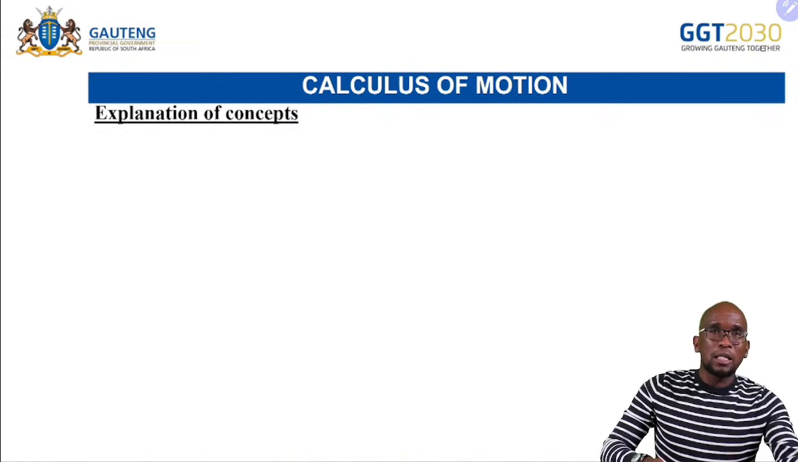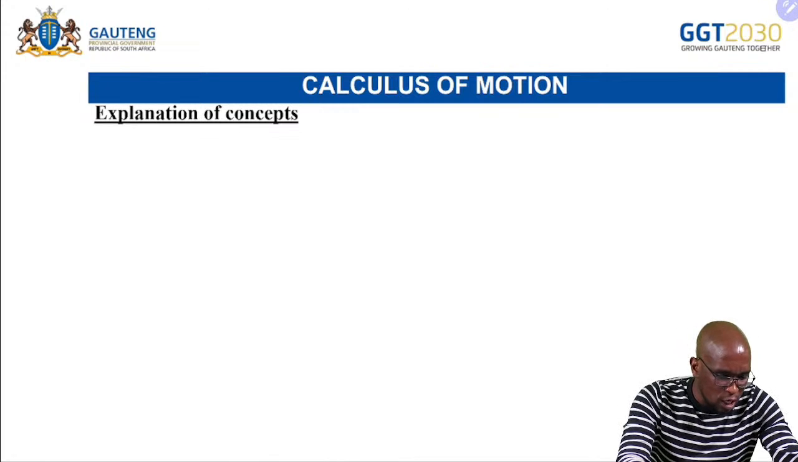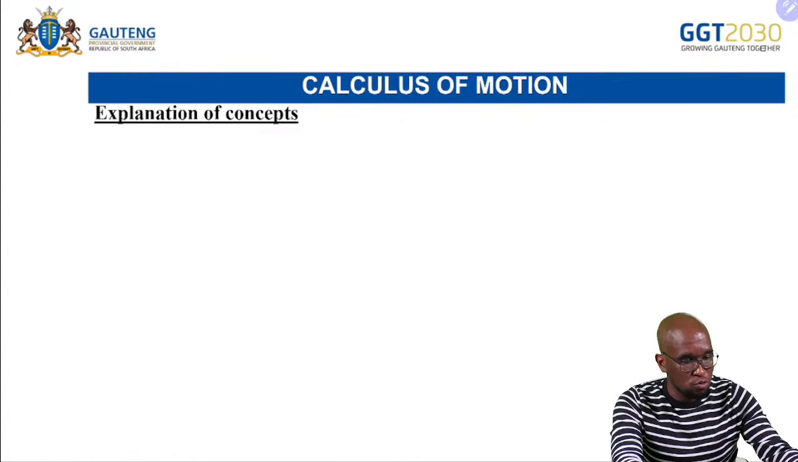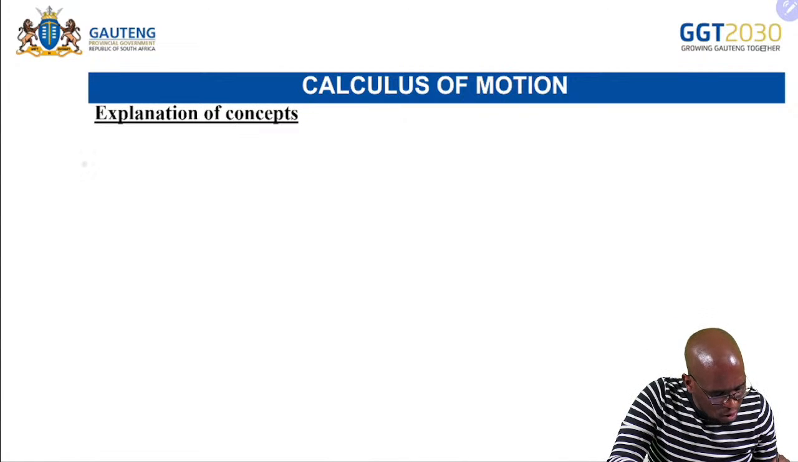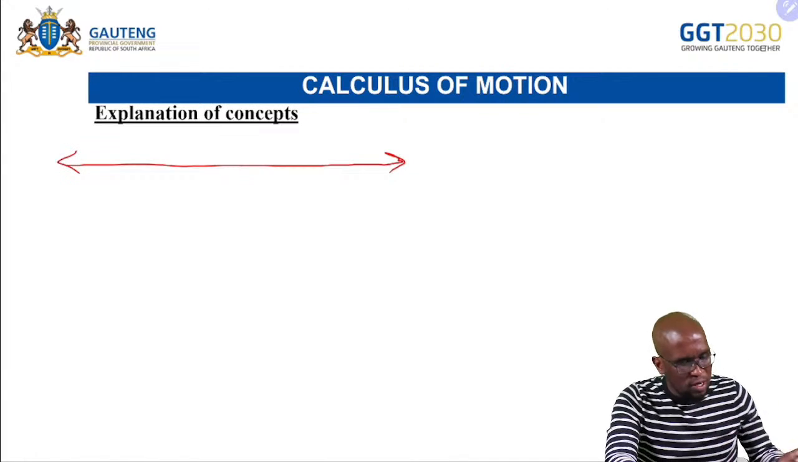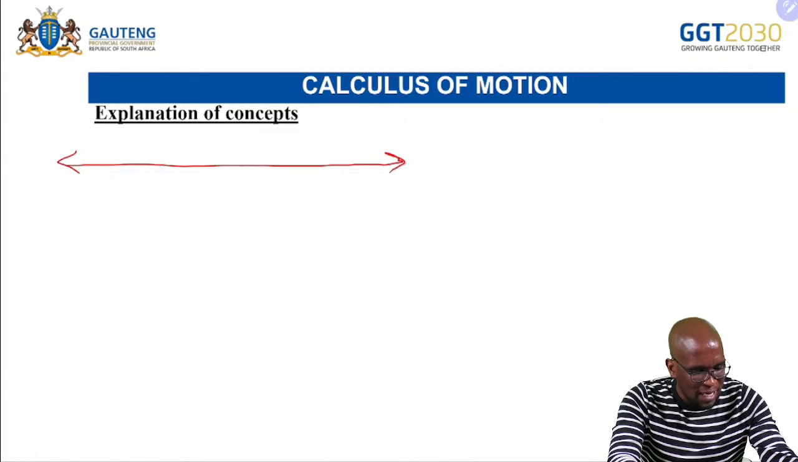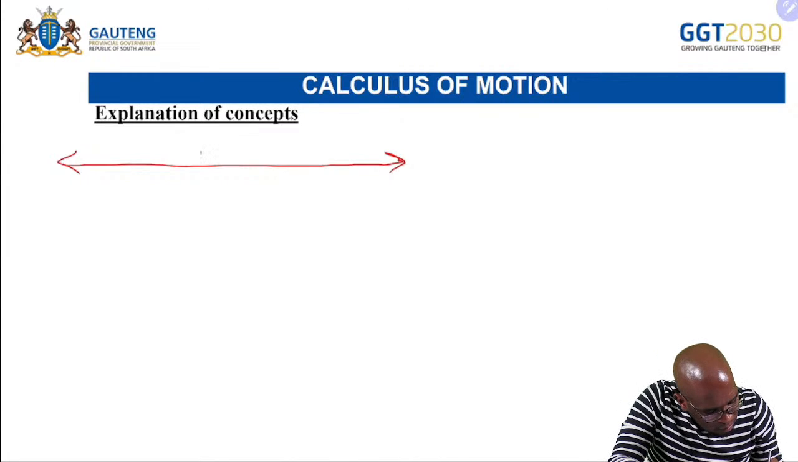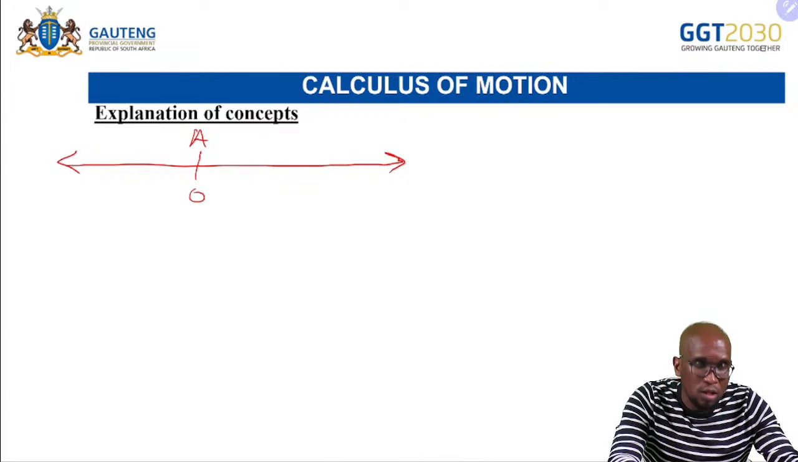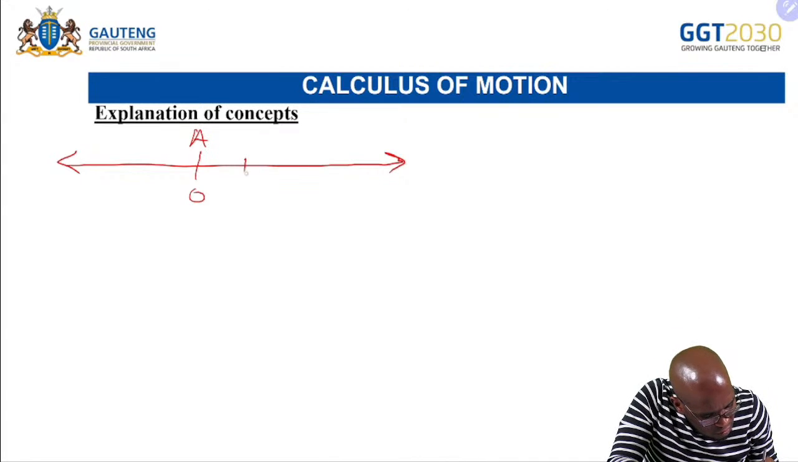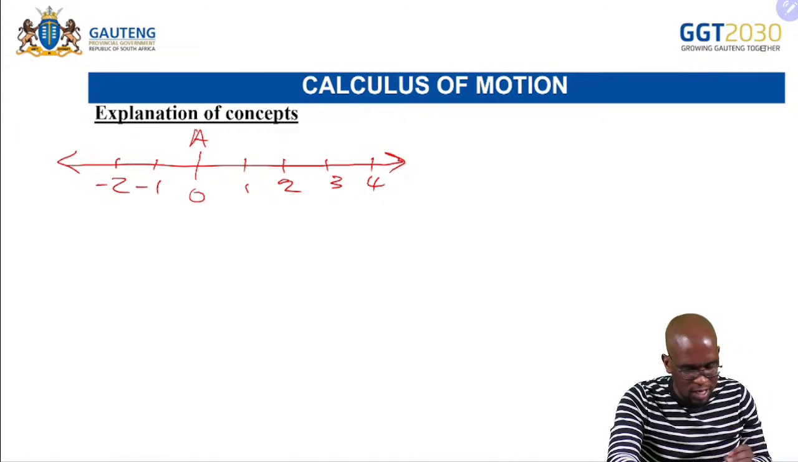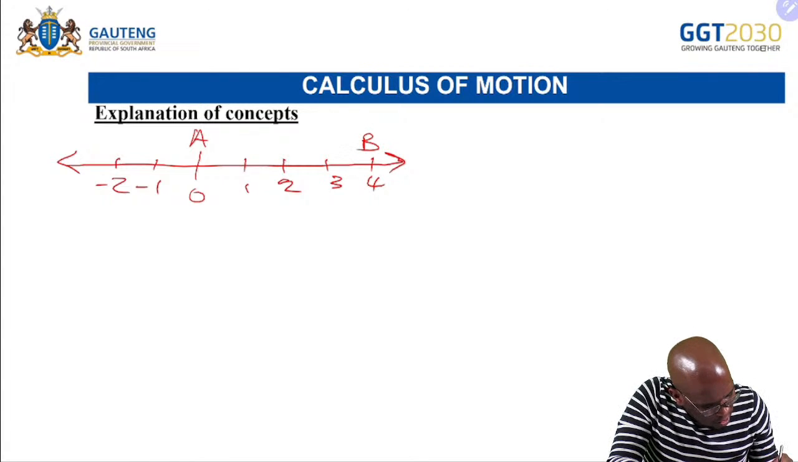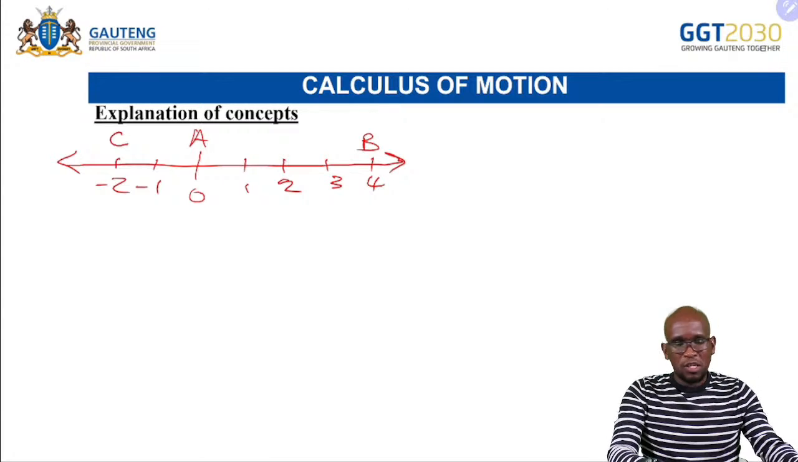Now we are moving on to the calculus of motion. There are so many concepts here that need to be understood for us to thoroughly comprehend calculus of motion. I'm just going to start and move along with these concepts. I'm giving you a number line, or a straight line in this case, giving you the point. I'm starting at point A at the origin. I can move certain units to the left and to the right. If I move in this direction, then this becomes negative. So I move from A to B. I can also move from A to C.